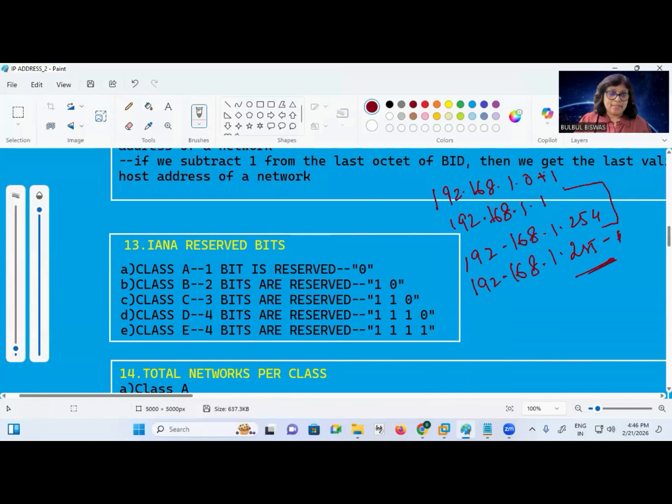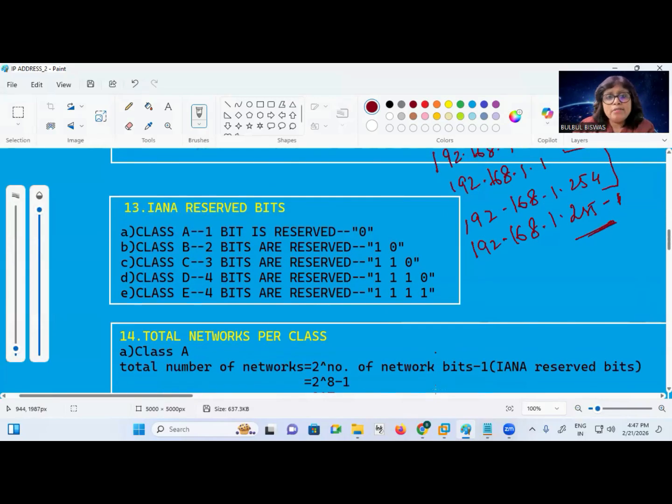Everyone, practice it. Add 1 with the last octet of NID, you will get the first valid host. Subtract 1 from the last octet of BID, you will get the last valid host. Again, I am saying if you want to go for the details, I have mentioned everything in the network series IP addresses. You can go for that. You will get every clarity.